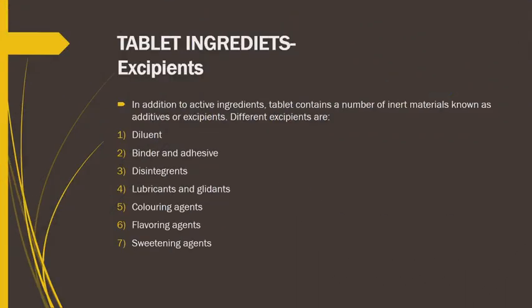Now we are going to see the excipients or the tablet ingredients. In addition to active ingredients, tablets contain a number of inert materials known as additives or excipients. So, according to the statement, excipients are those substances which stabilize or increase the bulk of the tablet formulation. Different excipients are diluent, binder and adhesive, disintegrants, lubricants and glidants, coloring agents, flavoring agents and sweetening agents.